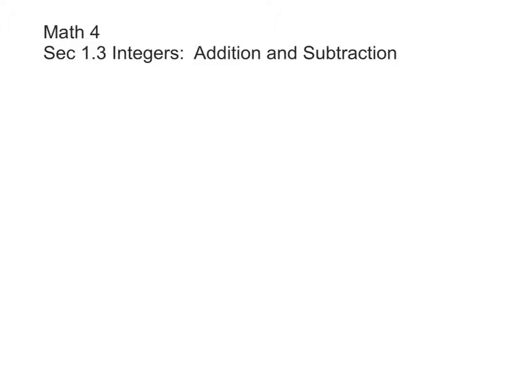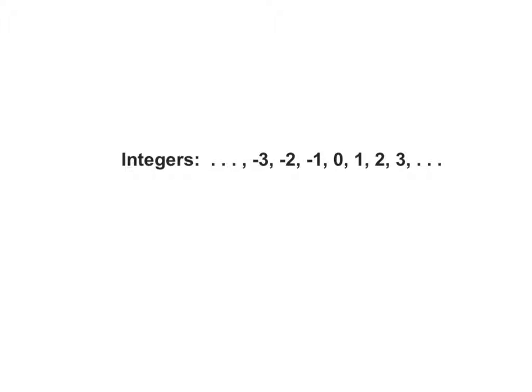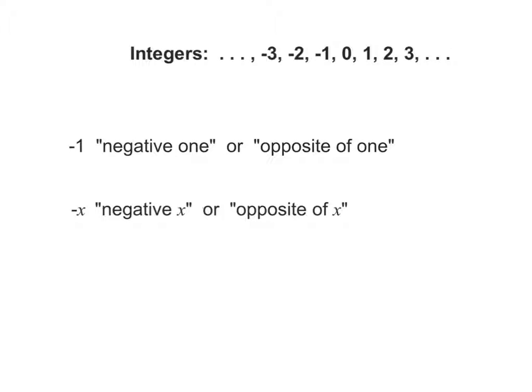This screencast is for Section 1.3, adding and subtracting integers. Integers are like the counting numbers, 0, 1, 2, 3, but they also include all the negative counting numbers, like -3, -2, -1, for instance. When you see that little negative symbol, we pronounce it negative 1, or you can think of it as the opposite of 1. Same thing whenever we introduce variables. If you saw -x, you could also pronounce it the opposite of x.